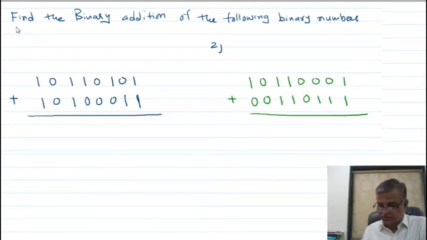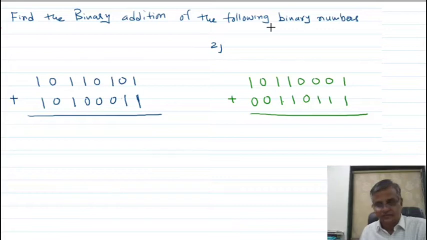See here the questions we have written already. Find the binary addition of the following binary numbers. Remember, we are doing this addition for unsigned binary numbers. Look here, 1 plus 1, you know it is 0, carry 1.